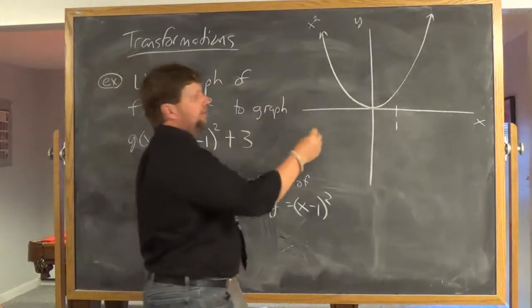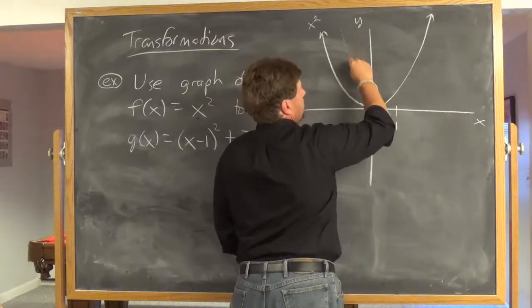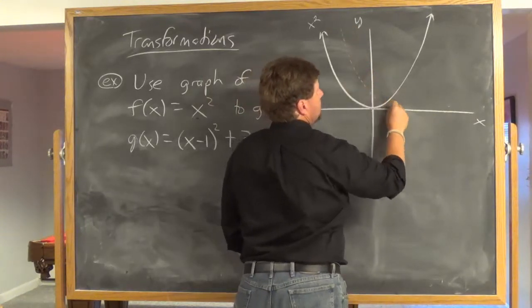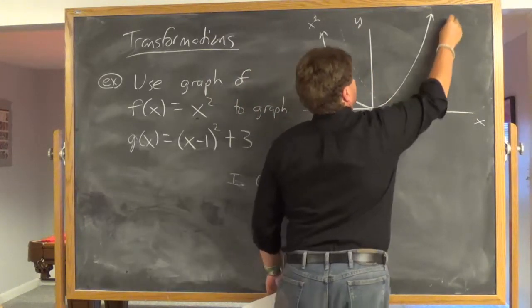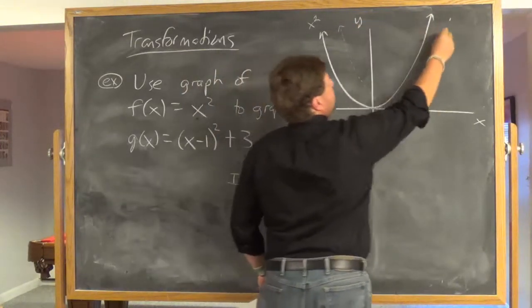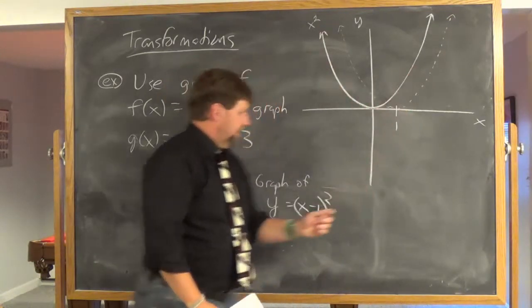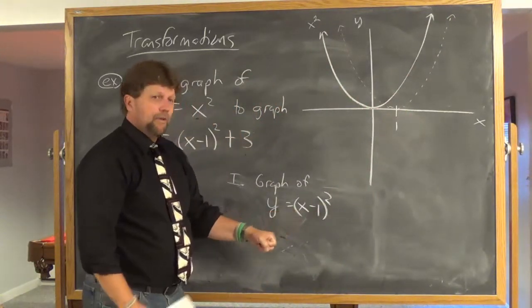And that would give me a graph that would look something like this. I don't know if that'll show up or not. I hope it does. I just did dashed lines. The dashed lines here, that's the graph of (x minus 1) quantity squared.